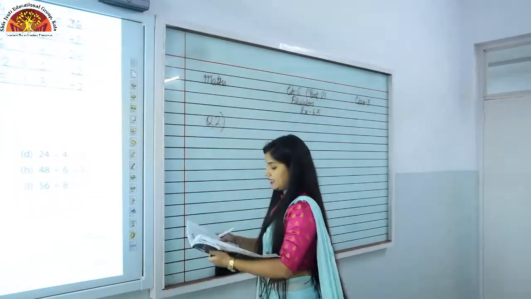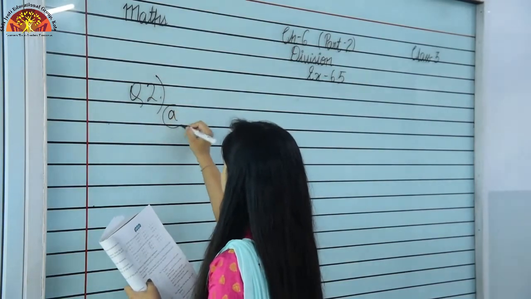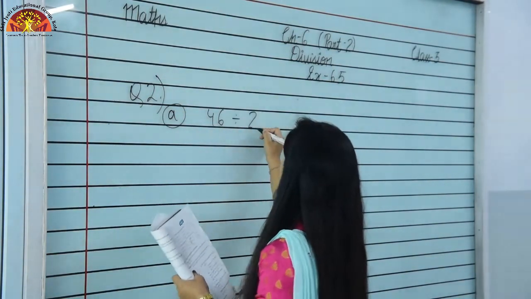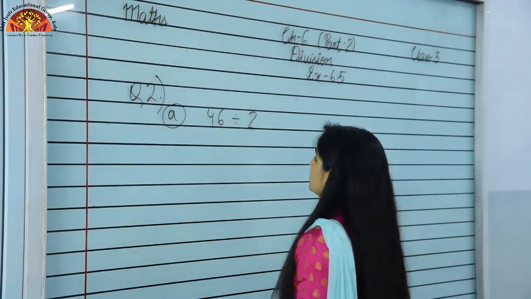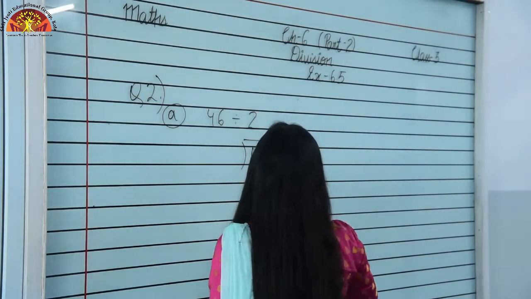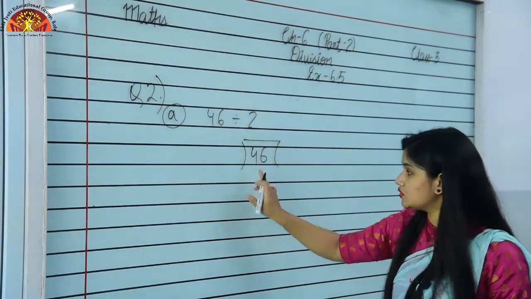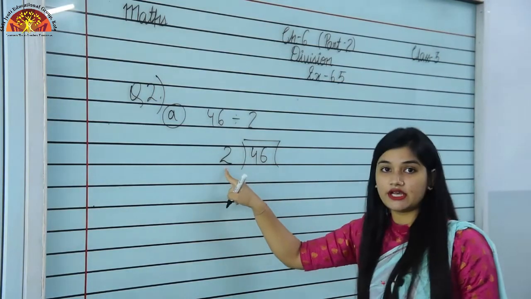On page number 83, question number 2, divide using long division method, and we are taking A part of this question. 46 divided by 2. हमें 46 को क्या करना है, 2 से डिवाइड करना है. So students, we have to divide this 46 by 2. So 46 को हम यहाँ लिखेंगे and 2 is divisor and we will write 2 here.